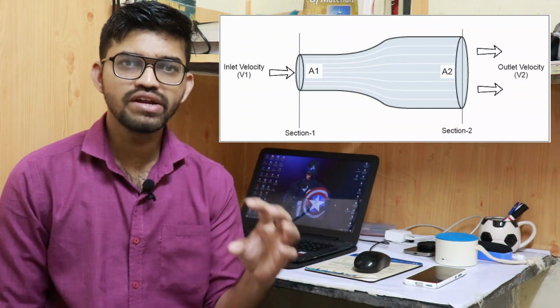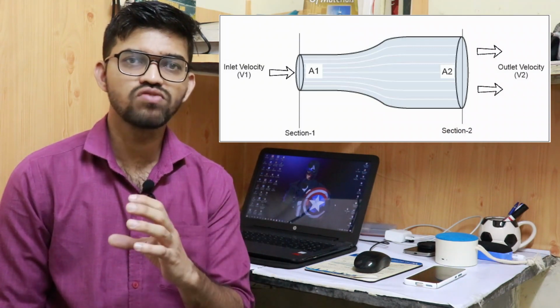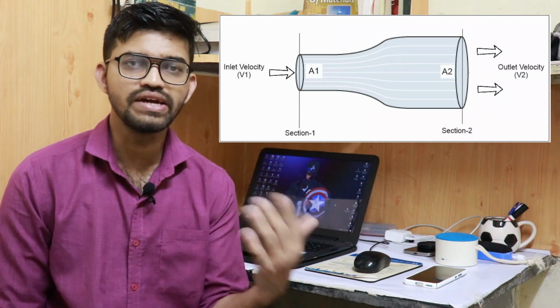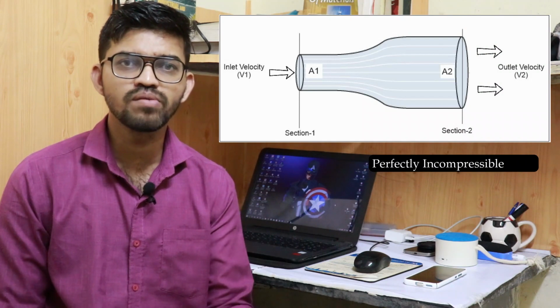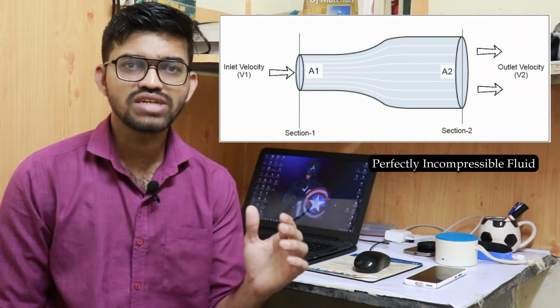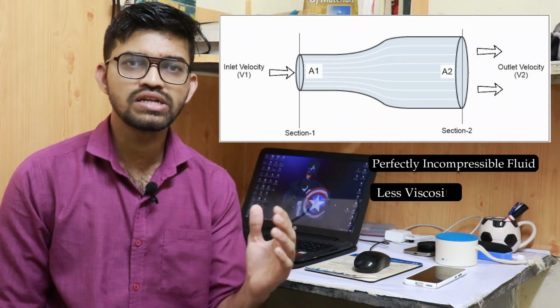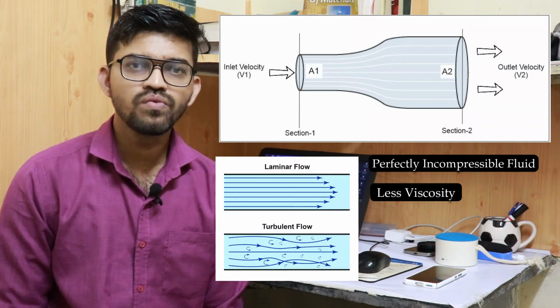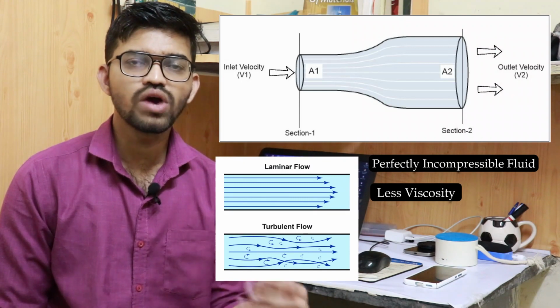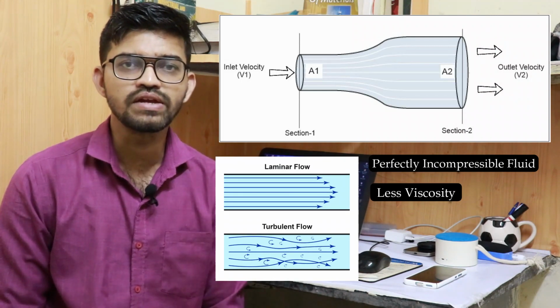So guys, over here we are talking about the equation of continuity. Suppose a pipe has a varying cross section. The diameter at the inlet is less and the diameter at the outlet is more. Let's say a perfectly incompressible fluid with low viscosity is flowing through that pipe. The type of flow is laminar flow. There is no turbulence, no disturbance in the flow.